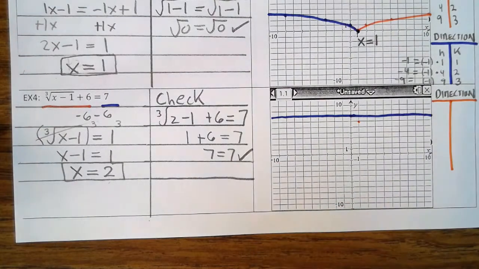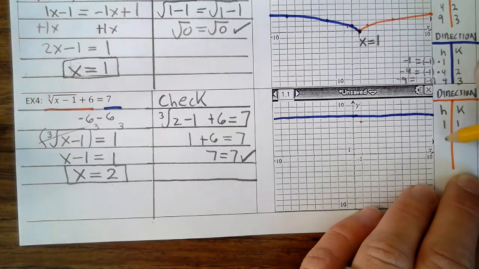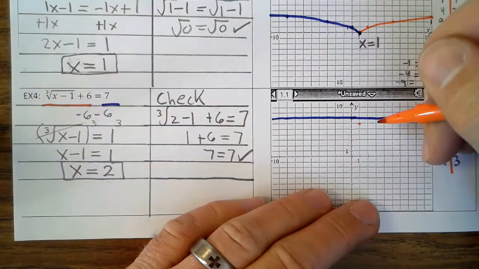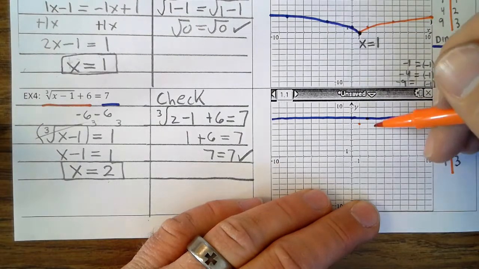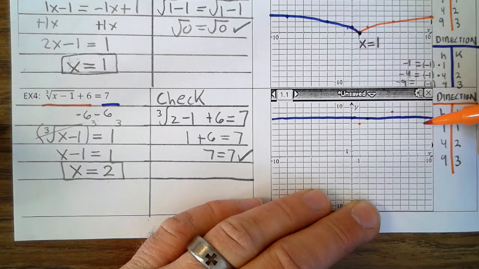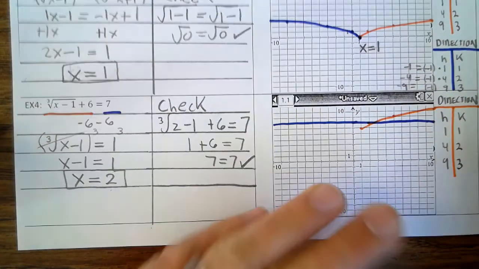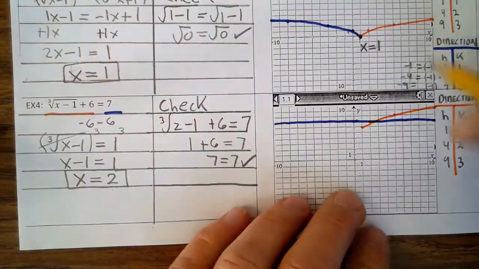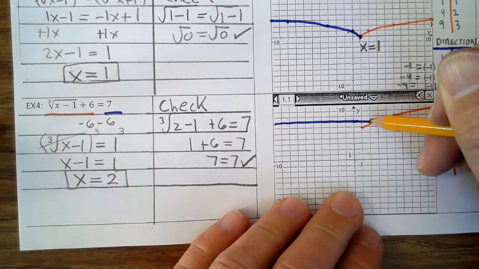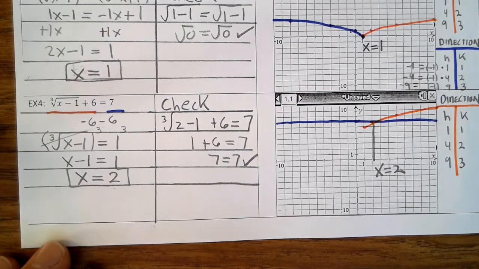So we know h, k is 1, 14, 29, 3. So from here we go 1, 1, and then to the right 1, 2, 3, 4, up 2, 5, 6, 7, 8, 9, 1, 2, 3. You can see here that they intersect at, looks like, x equals 2, which verifies that in fact x equals 2 is correct.